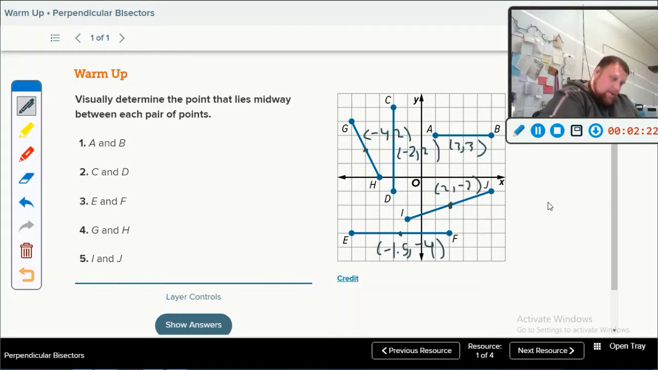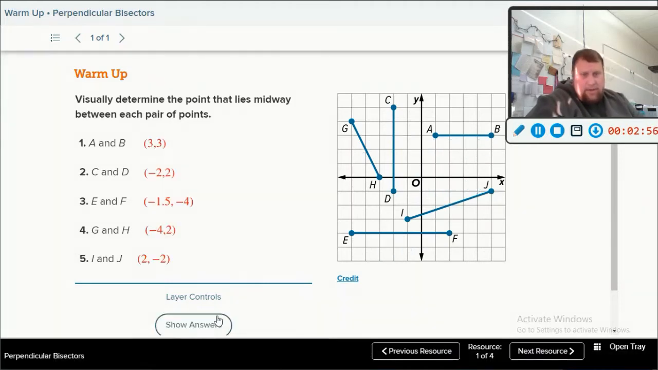Now I'm going to write these down on my paper just to make sure we're right, and then I'll show the answers. So I got CD is -4, 2. Is that what I got? No, I got -2, 2. Sorry, I was looking at -2, 2. EF is -1.5, -4. GH, that's -4, 2. And IJ was 2, -2. There we go. Now I'm going to clear all this. Let's show answers, and look. Boom, we got it right.